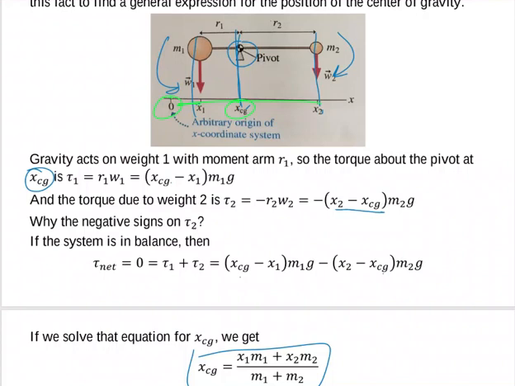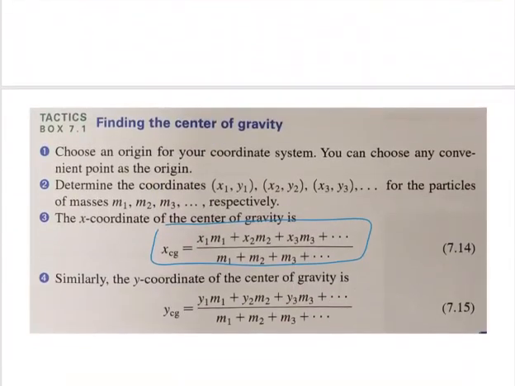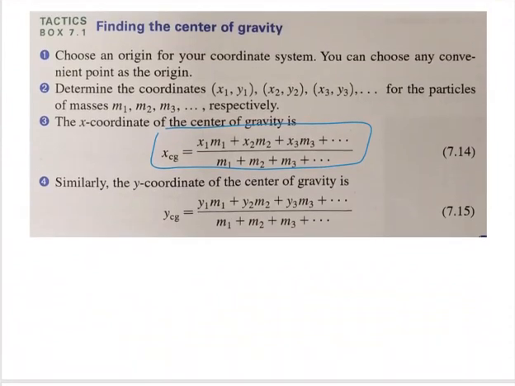You might choose the pivot for the origin. Okay. You're just going to choose a convenient place for it. You might choose the origin to actually be this first position right here. That might be a convenient place. The point is, x1 is the distance from the origin, x2 is the distance from the origin, x3 is the distance from the origin, okay? Now, we also have y coordinates as well if we're dealing with more than one dimension. But the formula is the same.